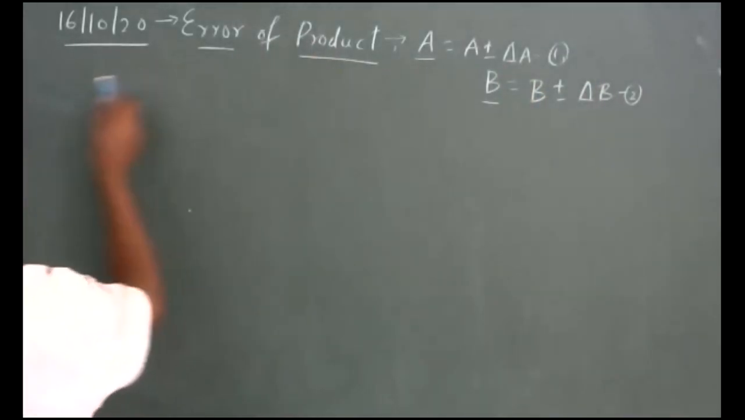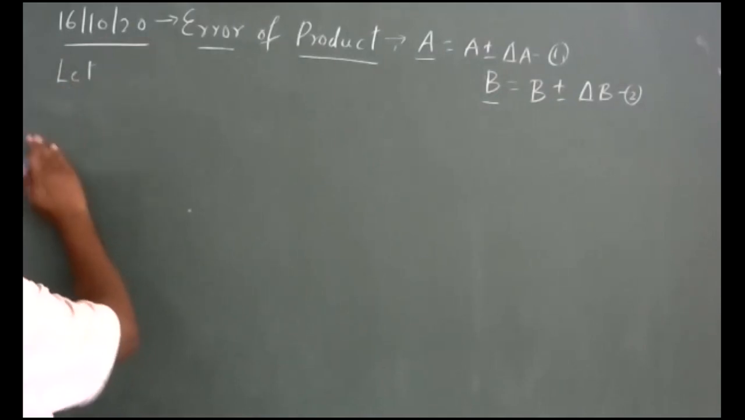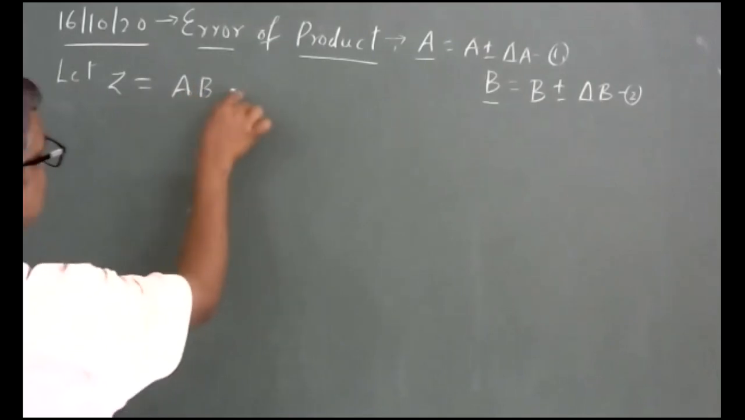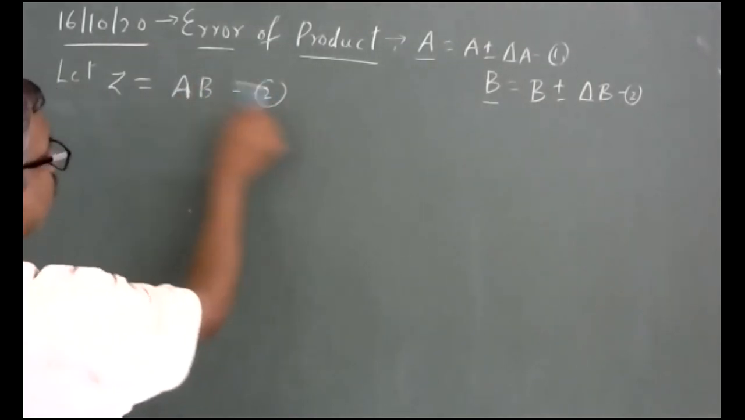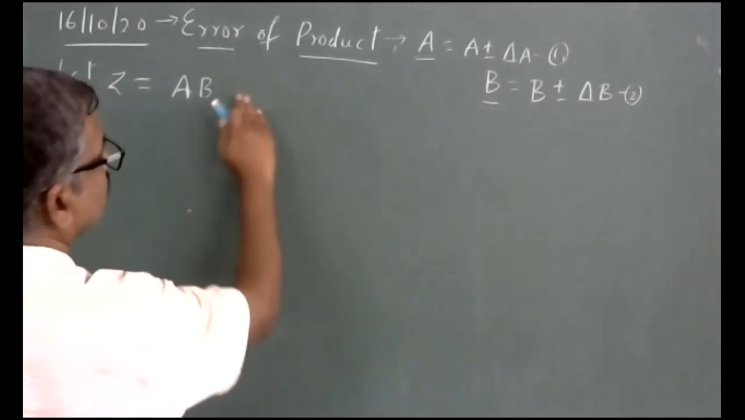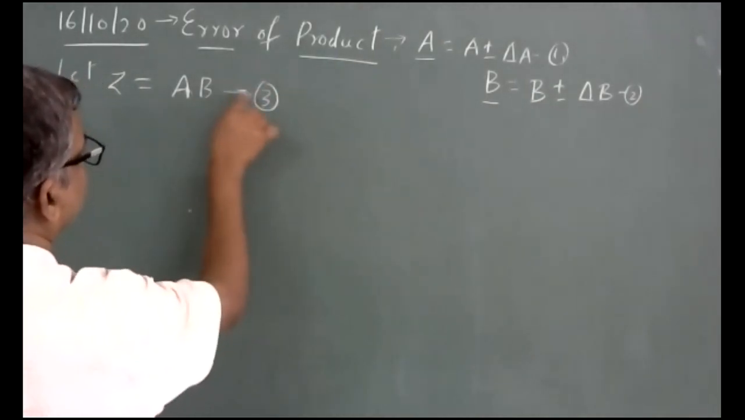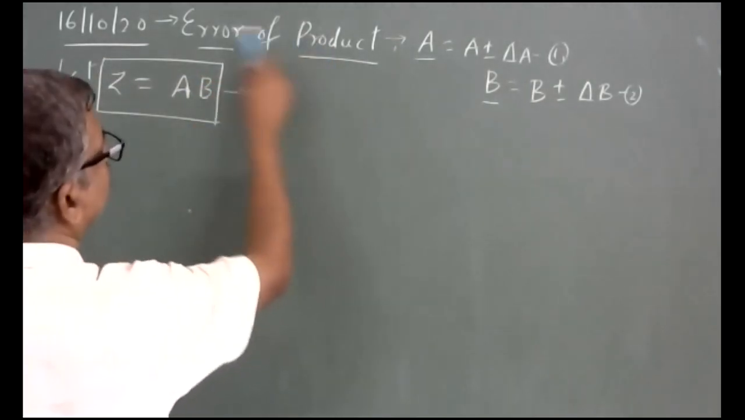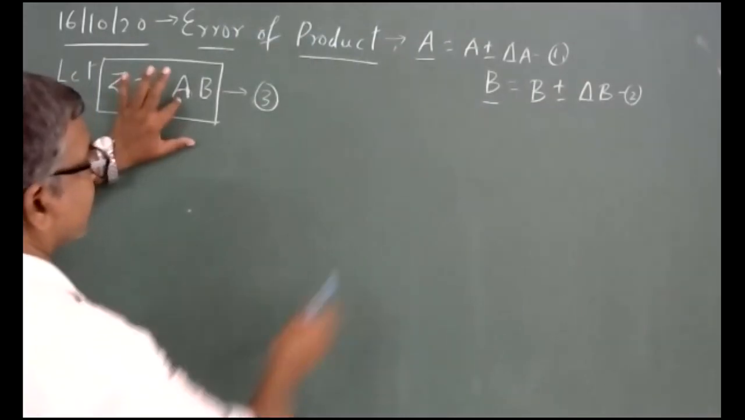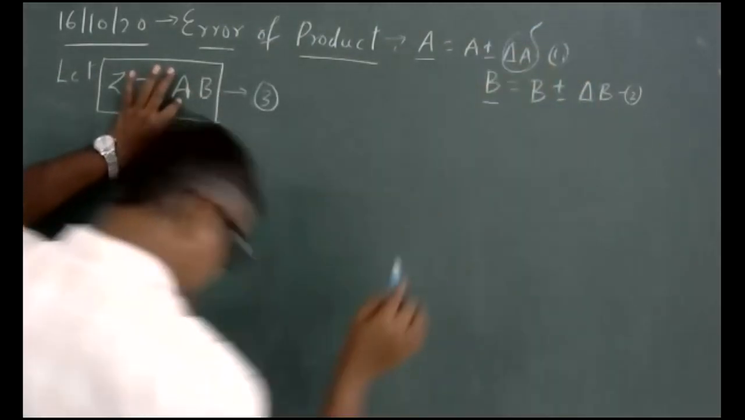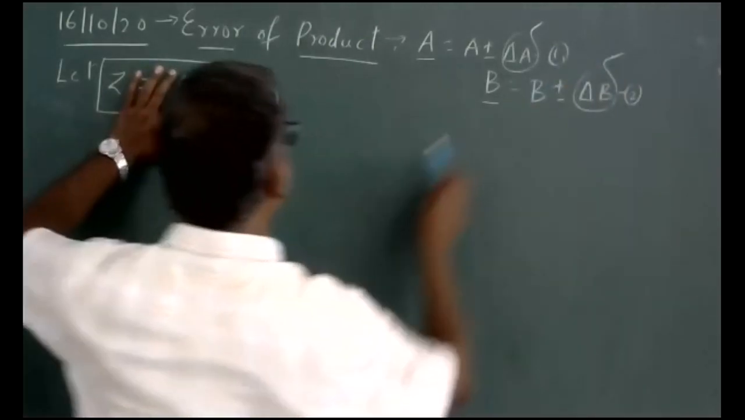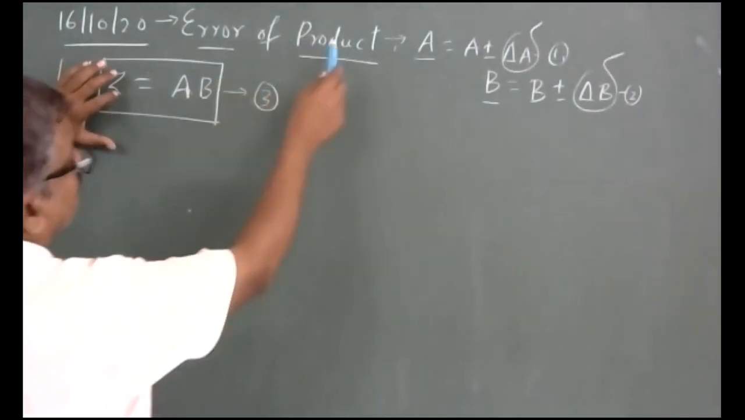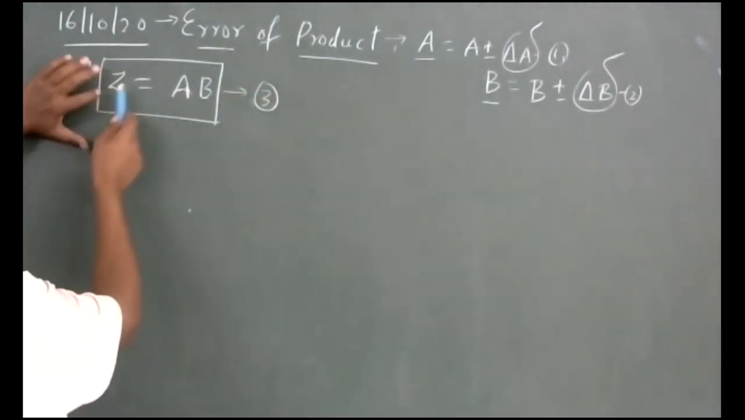Now, when I say product, let Z be defined as AB. It is called a product. Call it equation 3. Now, since Z is defined as AB, I want to understand what is the error of the product. If A has an absolute error and B has an absolute error, and I go for a product of two physical quantities, how does the error propagate in Z?